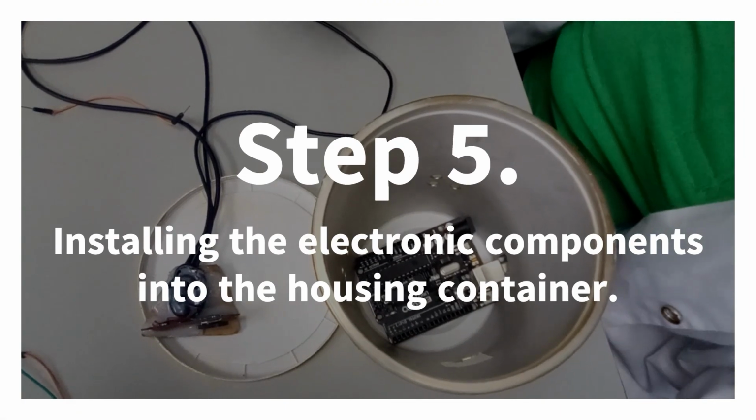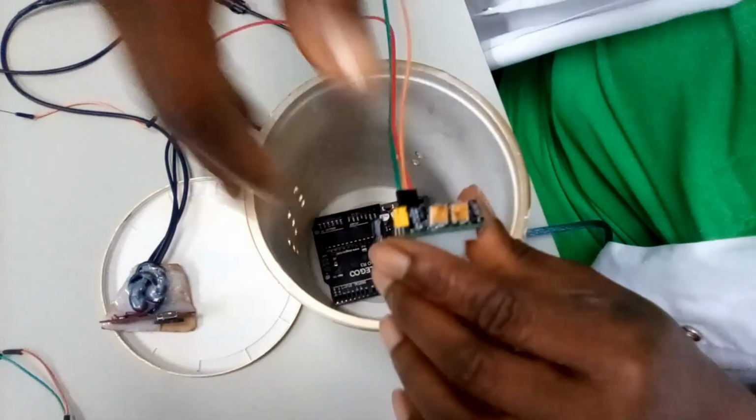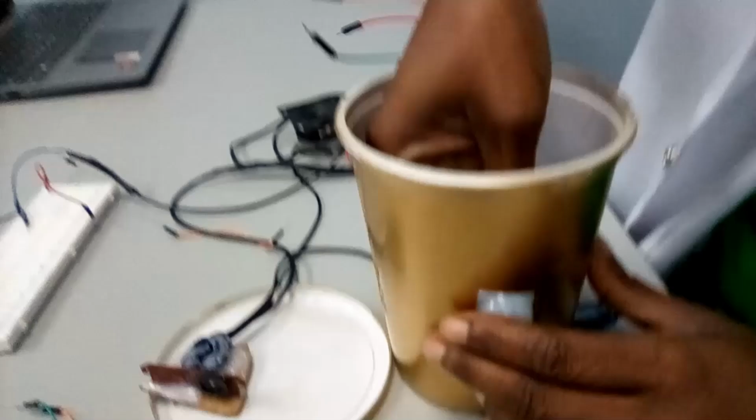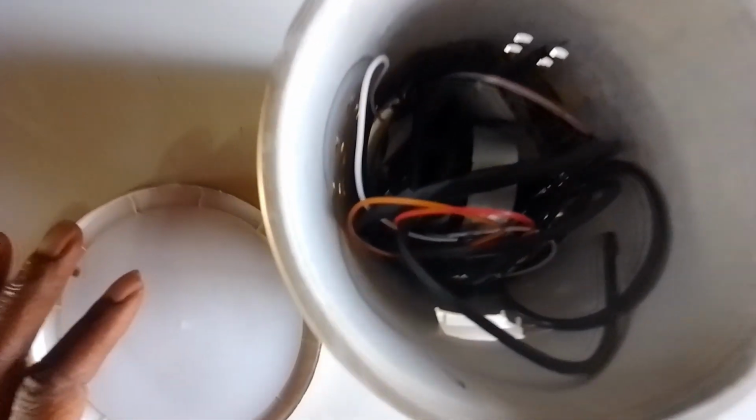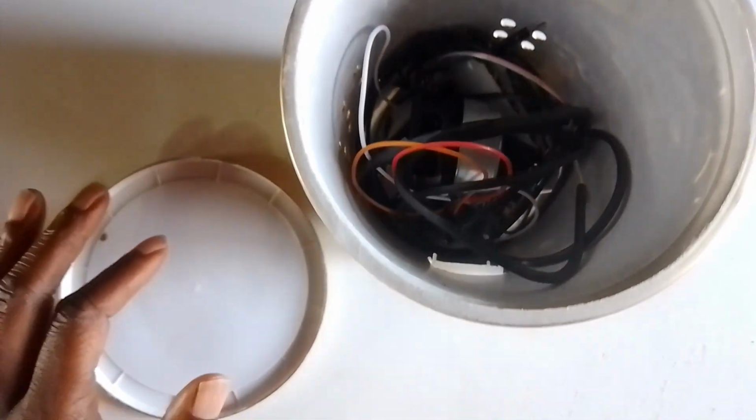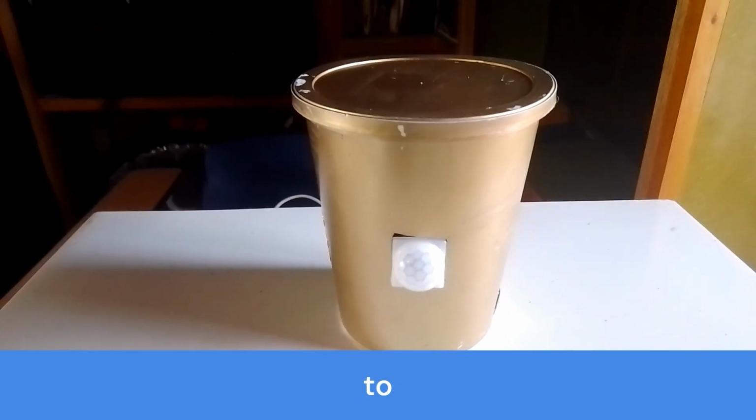The final step was to install the electronic components into the housing container. The sensor, speaker, and ultrasonic transducer were glued into their designated cut area. Once installed, a final round of testing was conducted to ensure the device is fully operational.